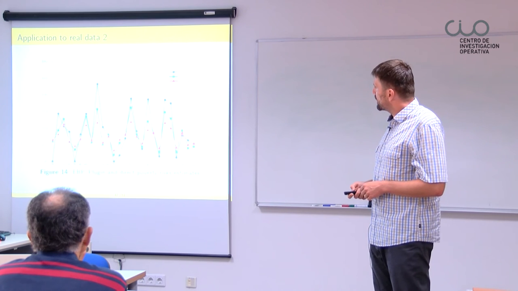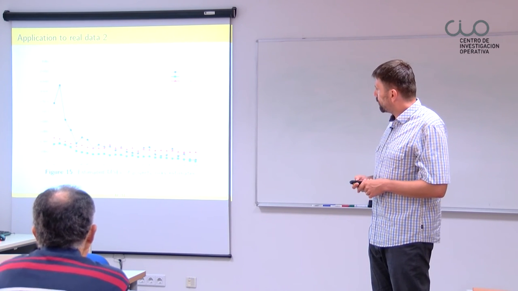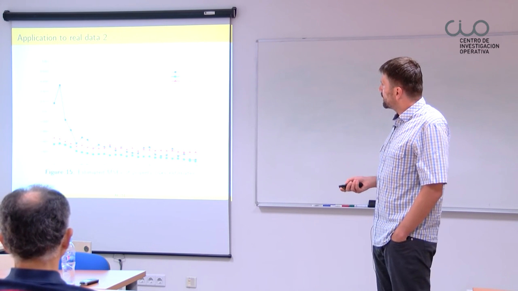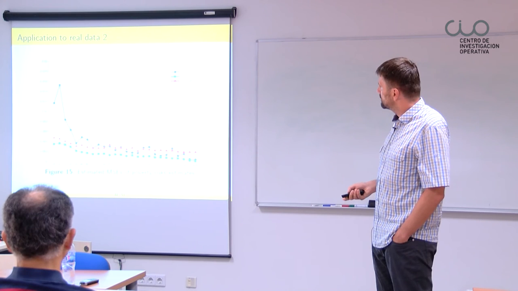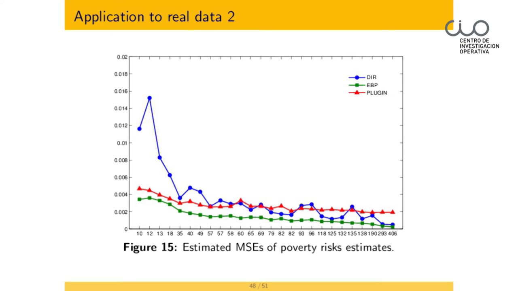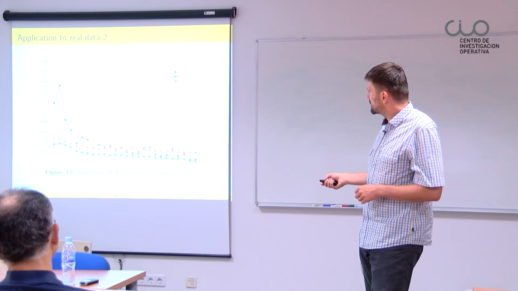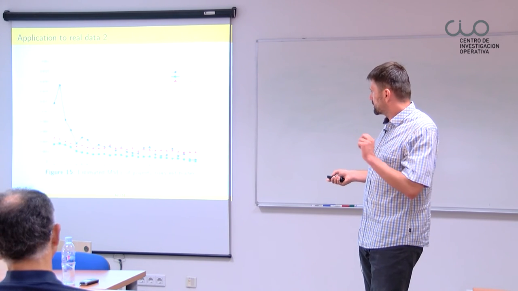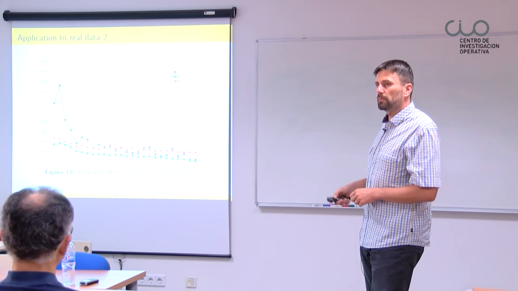Again, the domains are sorted with respect to the sample size. And concerning the mean square error, this is maybe more informative. These are bootstrap estimates of the mean square error of all three estimators. Again, you can see that for small sample sizes, they increase the precision a lot. Concerning the plug-in and EBP, the EBP is at all times better than the plug-in estimator for all the sample sizes, and for large sample sizes it is better or comparable with the direct one, while the plug-in, because it has some bias, has a bigger error.